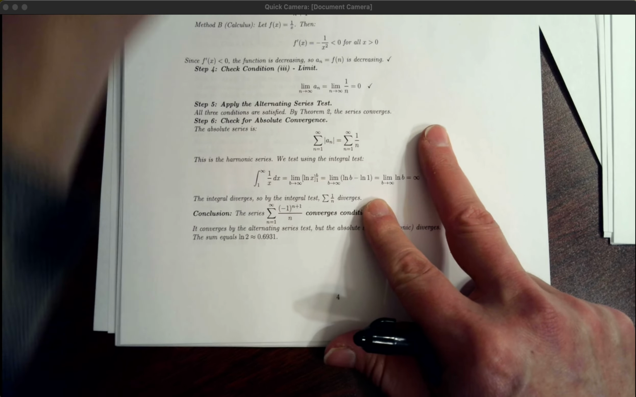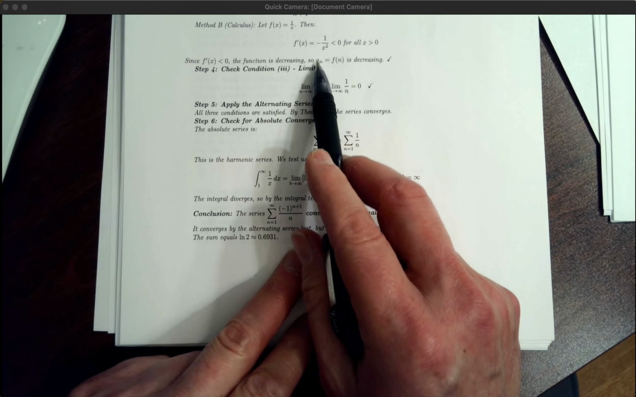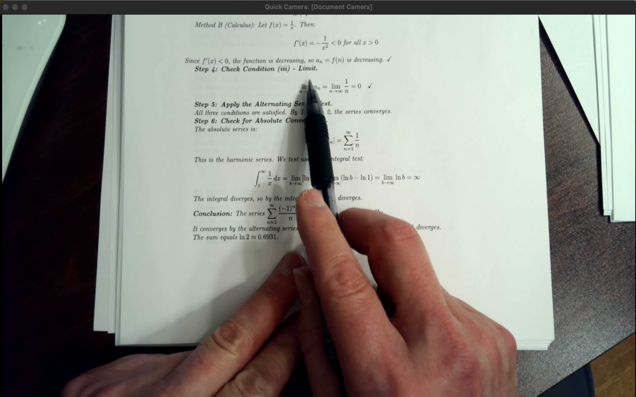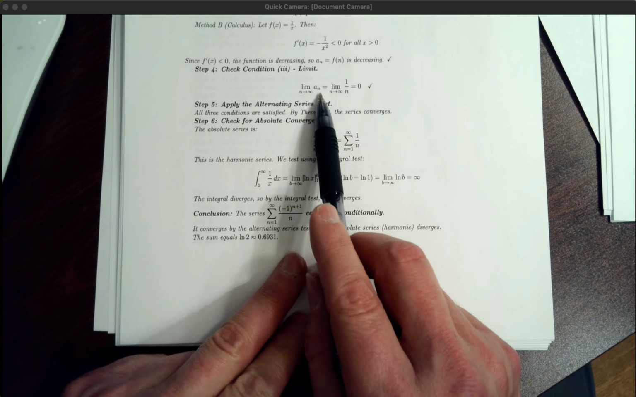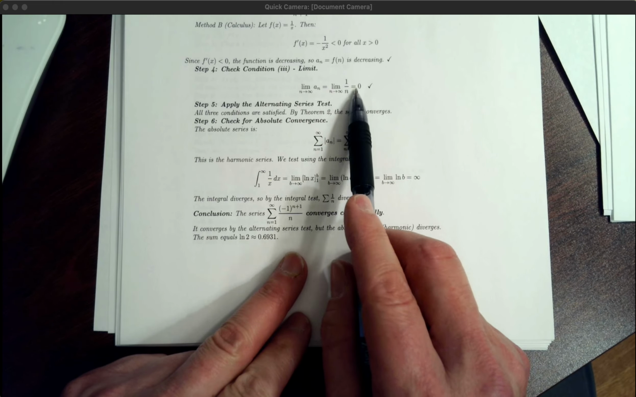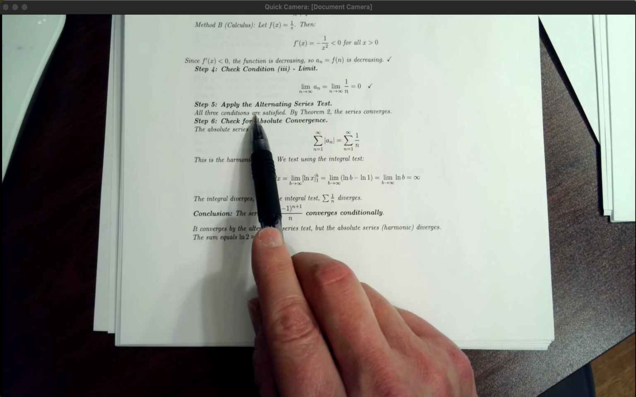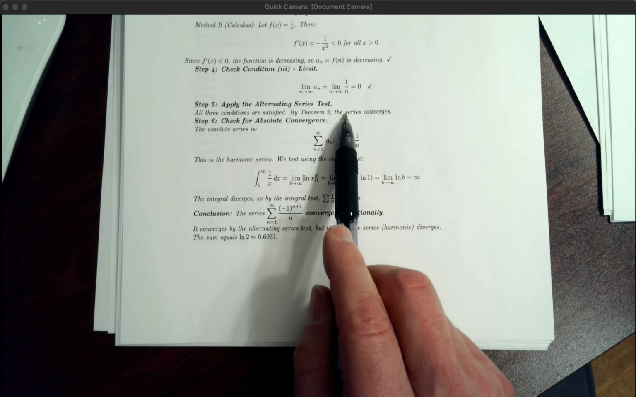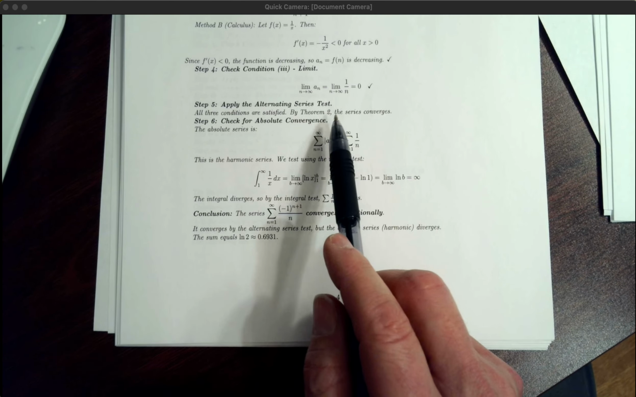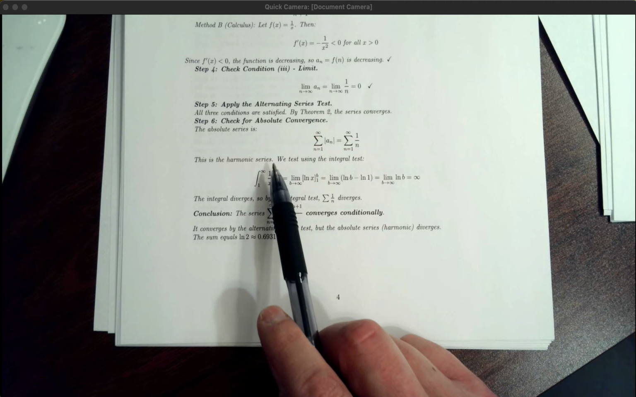So next we want to apply the alternating series test. All right, so let's just double check that the limit as n goes to infinity of 1 over n is 0. Yes, that's easy. We know that already. So all three conditions are satisfied by the alternating series test. That's theorem 2. So we know that the series converges at the very least.